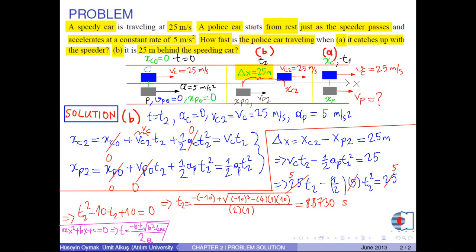Finally, at this time, the velocity of the police is found by this formula. Here, the initial velocity of the police is 0, then we obtain AP times t2. If you put in the corresponding values, we get approximately 44.4 meters per second.